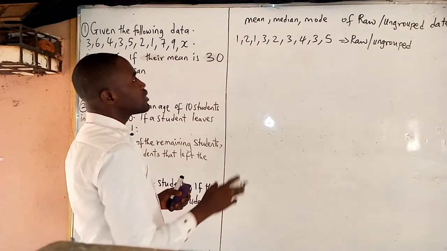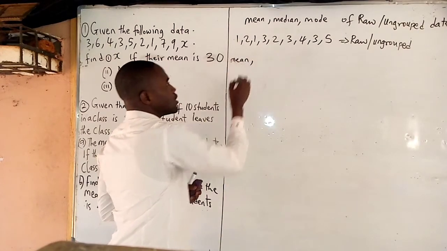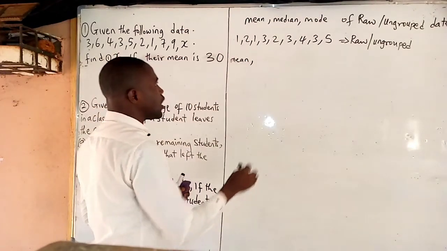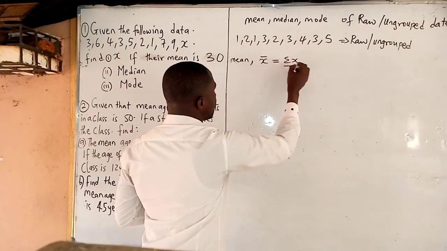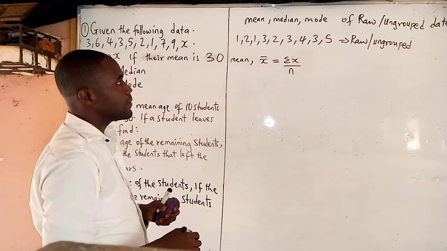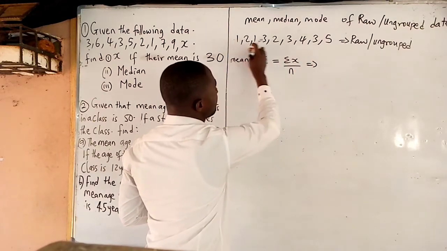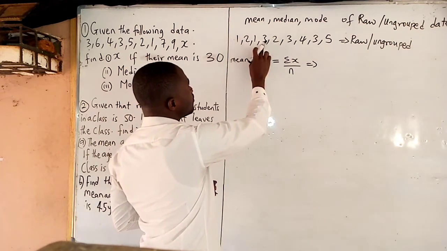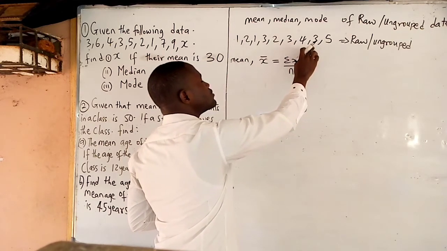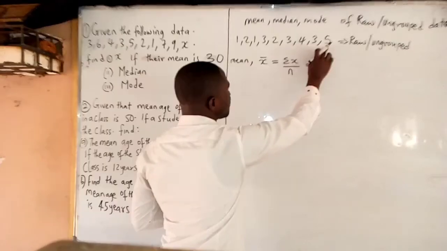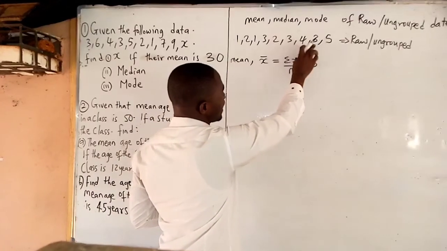Okay? Now, you can be asked, how do you get the mean of this data? Mean, which is called the average of a given distribution, is noted as x-bar equals summation of X all over N. Since it's summation of X all over N, summation of X means add up all these. 1 plus 2, 3, plus 1, 4, plus 3, 7, plus 2, 9, plus 3, 12, plus 4, 16, plus 3 is 19, plus 5, 24.